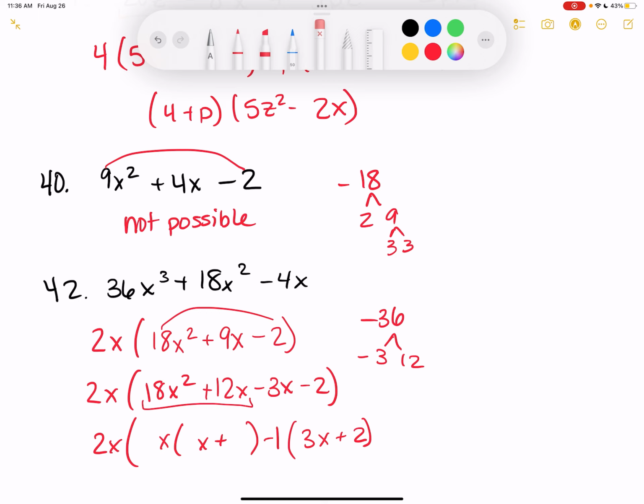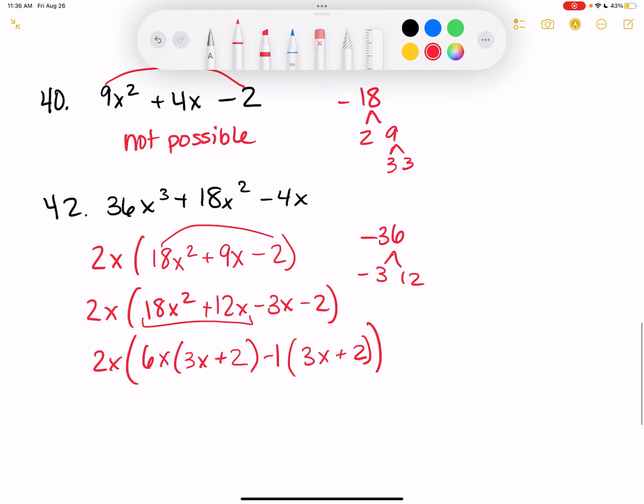Cookie point. No, because y'all told me to put that. Alright, so take out a 6, so then you're left with what in here instead? 3 and 2. Now they match. So 2x times what? Oh, that's not the answer. 2x. So is this 6x minus 1 times 3x plus 2?